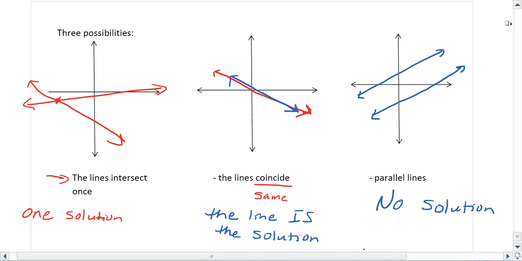All right, so now you have the knowledge you need for section 7.1. So have fun graphing those equations.